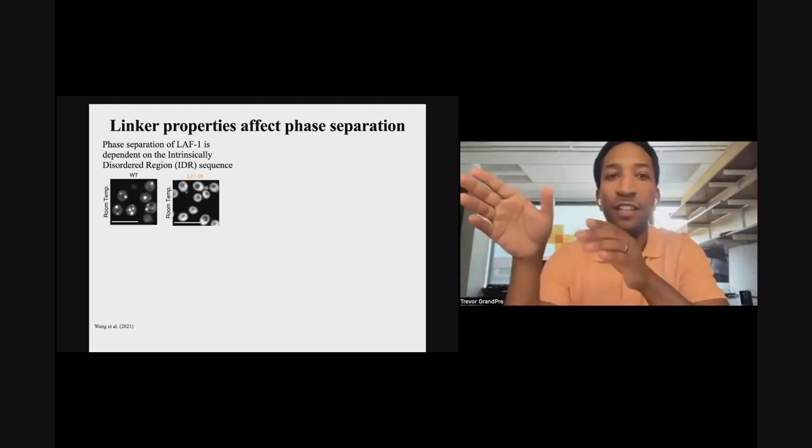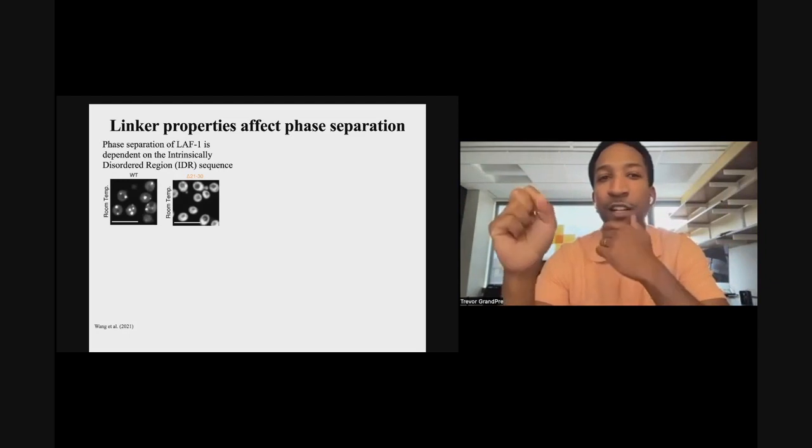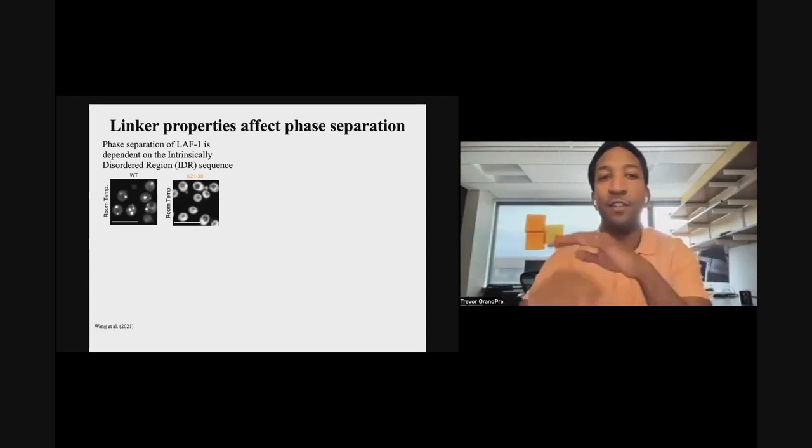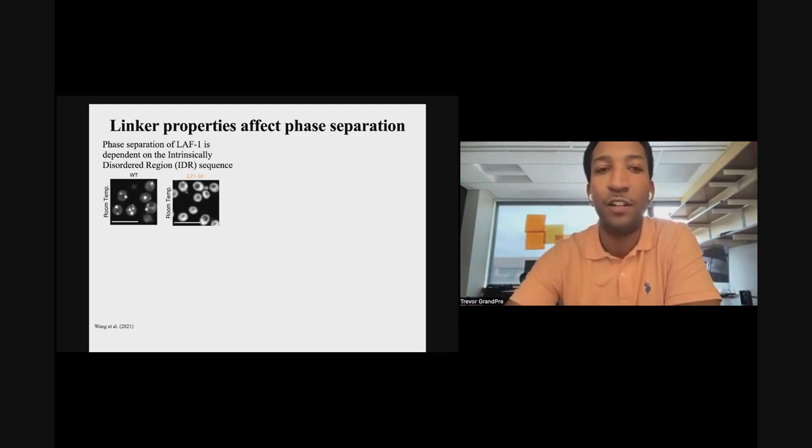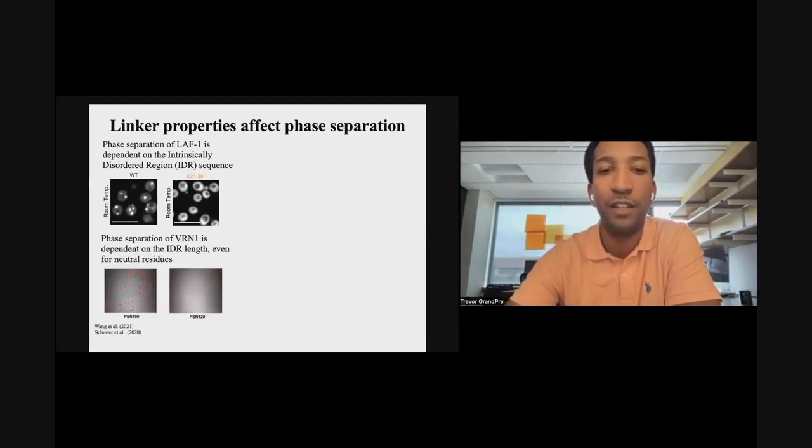But if you delete the intrinsically disordered region, you see that the phase separation is now gone. It's kind of spread out. The white is all spread out. And so this is one idea of saying that the linker properties are important for phase separation.